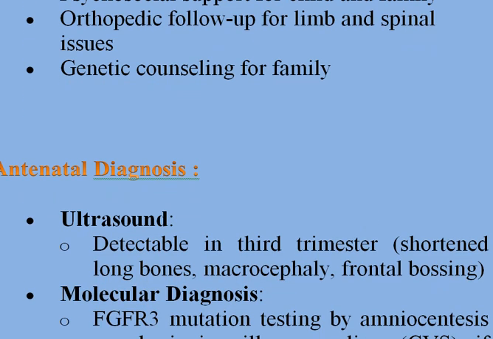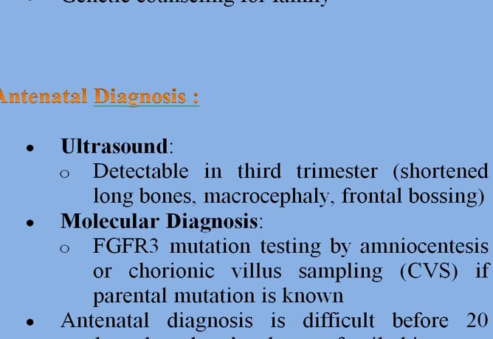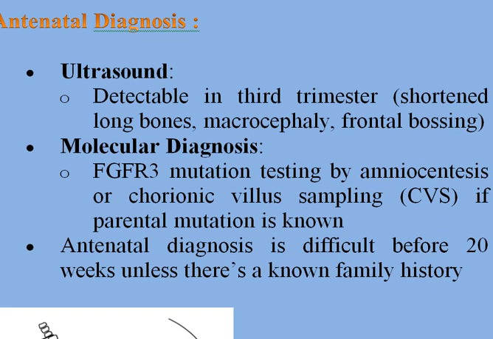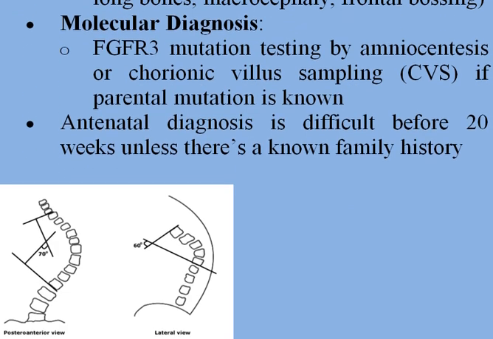However, antenatal diagnosis is possible via ultrasound and is detectable in third trimester. There are short long bones, macrocephaly and frontal bossing. Molecular diagnosis, FGFR3 mutation tested by amniocentesis or chorionic villus sampling if parental mutation is known. Antenatal diagnosis is difficult before 20 weeks unless there is a known family history.